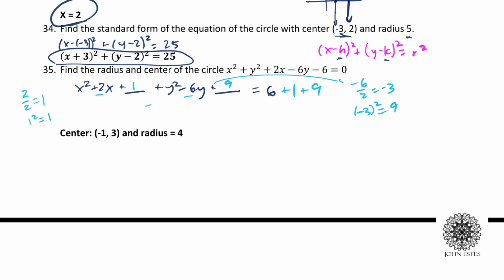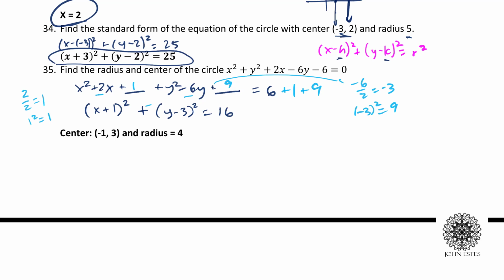Why would I do that? Because now x squared plus 2x plus 1 factors very well as x plus 1 quantity squared. And y squared minus 6y plus 9 factors very well as y minus 3 squared. And then what I'm left with on the other side is 16.